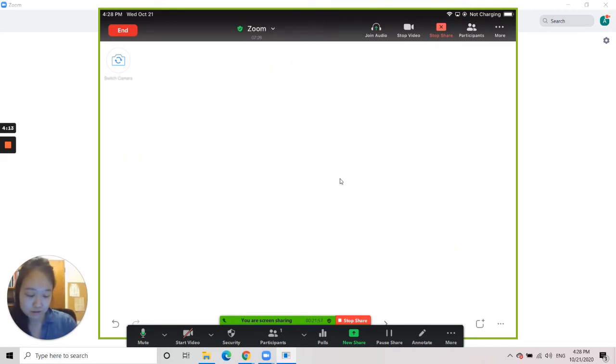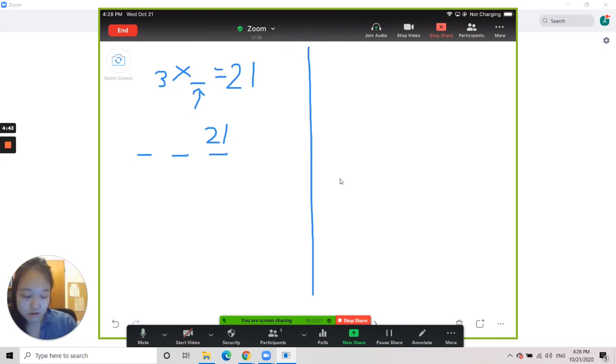I can also use skip counting to help me figure out my missing factor. This tells me that I am skip counting by a certain number 3 times to get to 21. That's a little bit hard for me to figure out in my head. So let's see if I can use the other equation, the same equation, just expressed differently, to figure out my missing factor.